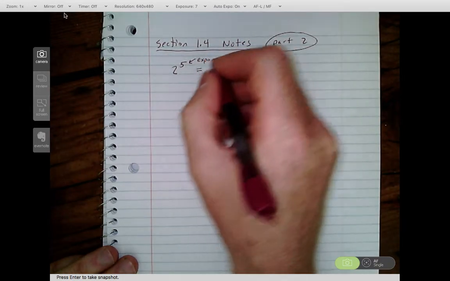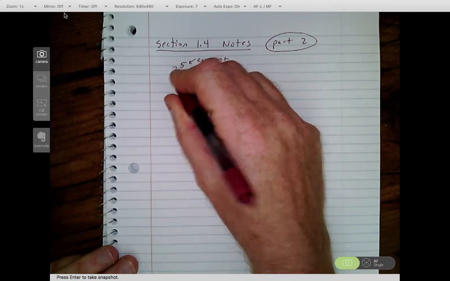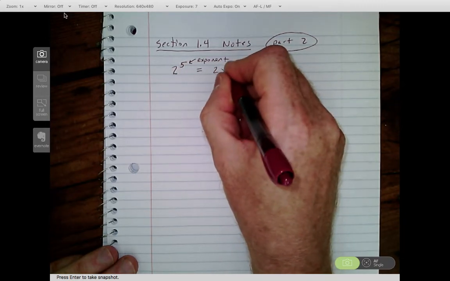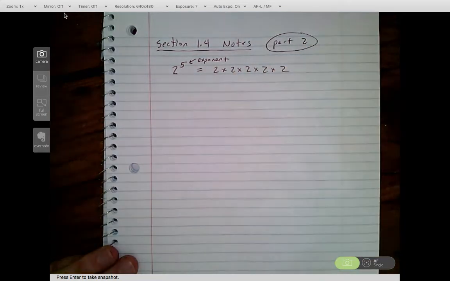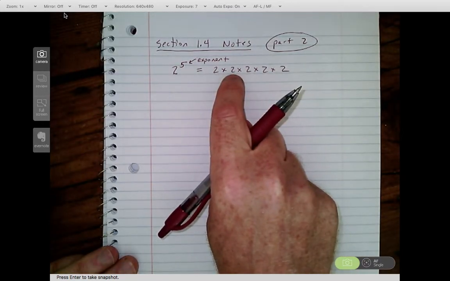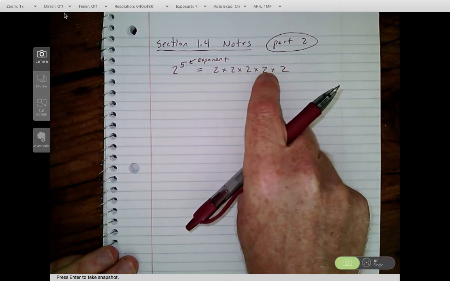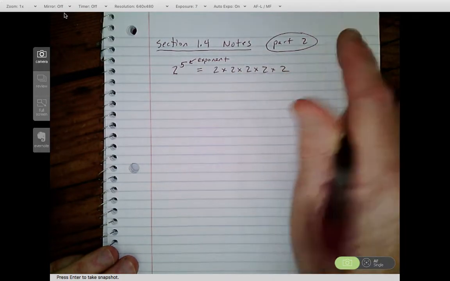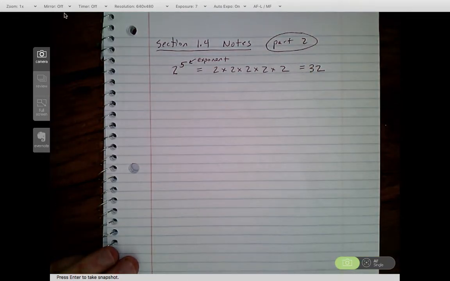An exponent is a way to represent repeated multiplication. So this is 2 to the 5th power. So 2 times 2 times 2 times 2, 5 times, that is not 10. That would be addition. Here we're multiplying. 2 times 2 is 4. 4 times 2 is 8. 8 times 2 is 16. And 16 times 2 is 32. Okay, so an exponent is repeated multiplication.